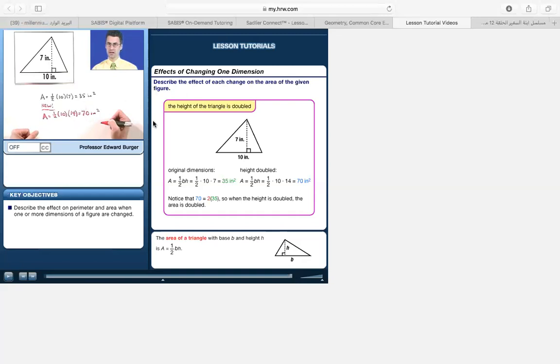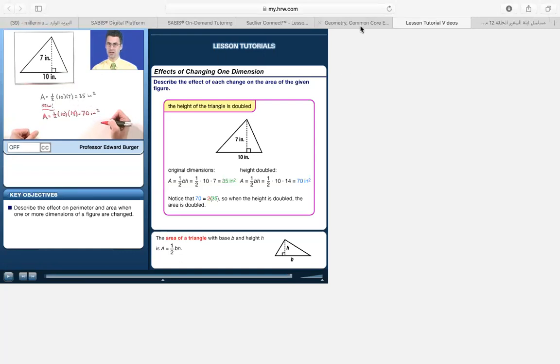Now I'm going to write my new area. My new area is half 10 multiplied by my new height, which is 14. 10 multiplied by 14 is 140. 140 multiplied by half is 70. As you see here, 7 is doubled, so it will be 14. And 35, when it is doubled, multiplied by 2, will also be 70. So we learned that if I double the height, the area will also be doubled.